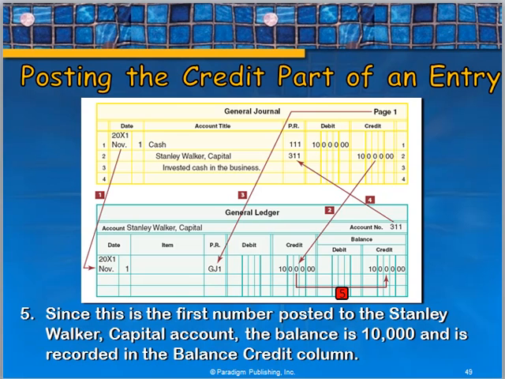Now, one thing to keep in mind is if you have debits and credits in the general ledger, you always subtract to get the difference. And then the balance would be the normal debit or credit balance, whichever the account had. And we remember that assets have normal debit balances, and accounts payable and owner's equity accounts have normal credit balances.